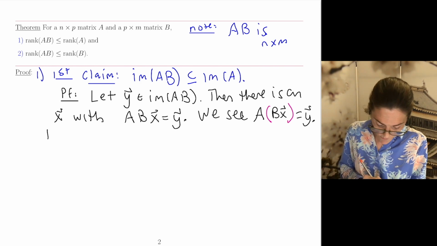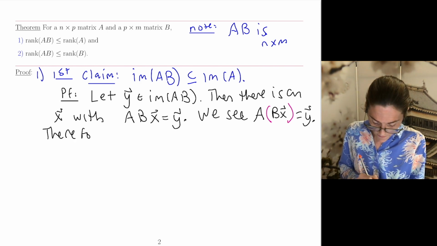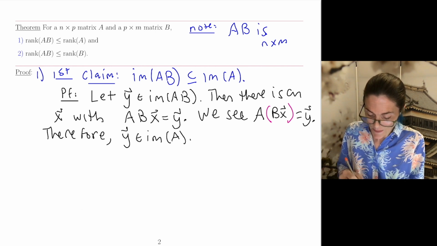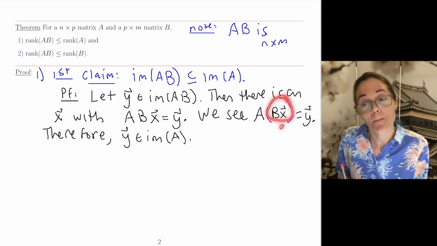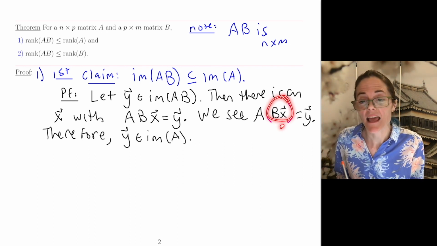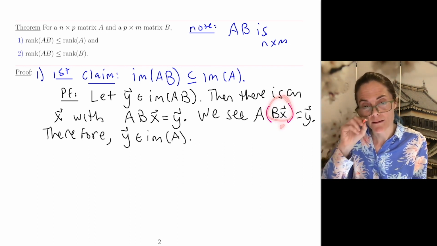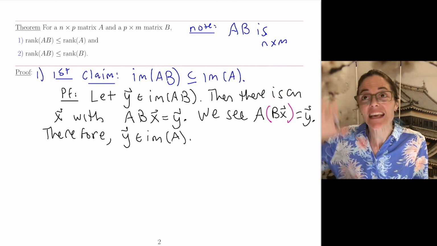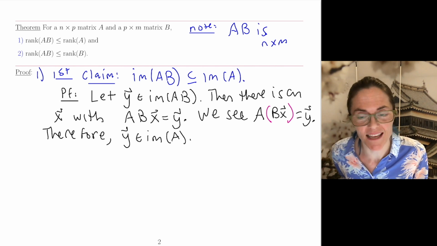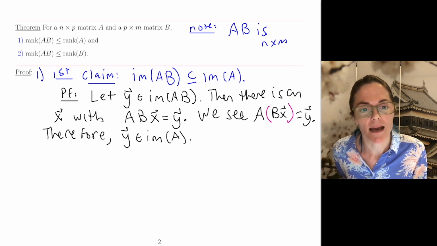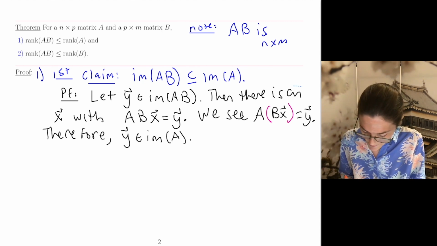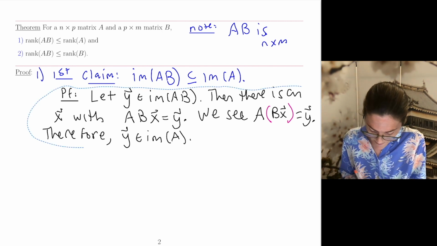So therefore, y is in the image of A, right? Because here's the vector. Bx is a vector such that A times that vector is y. Okay, so this proves my claim that the image of AB is contained in the image of A. Now, how do I get the first part of this theorem using this claim?